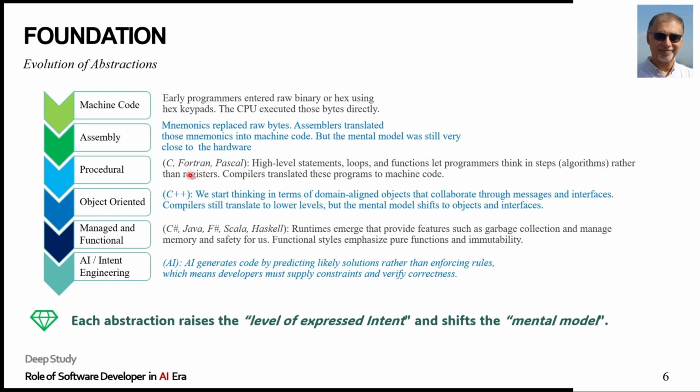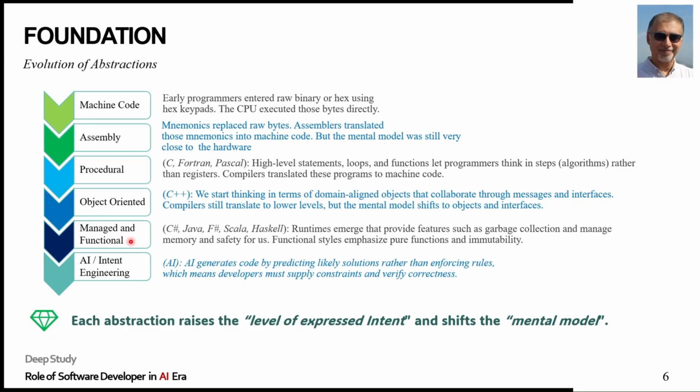With procedural languages such as C, Fortran, and Pascal, we had high-level statements, loops, and functions, which let the programmers think in steps or algorithms rather than in registers. Compilers translated these programs to machine code. With object-oriented languages such as C++, we started thinking in terms of domain-aligned objects that collaborate through messages and interfaces. Compilers still translate to lower levels, but the mental model shifts to objects and interfaces.